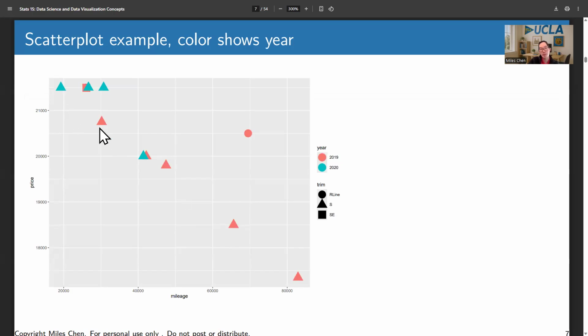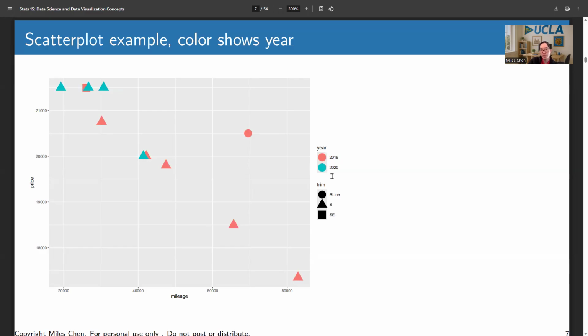And this is what we see. Overall, as there's more mileage, the price seems to decrease. In general, the 2019 cars have a little bit more mileage. With the 2020 cars, a lot of these cars have only a few miles driven on them. But overall we see this trend where more mileage driven means lower price, except for one outlier which has relatively high mileage but still a relatively high price.